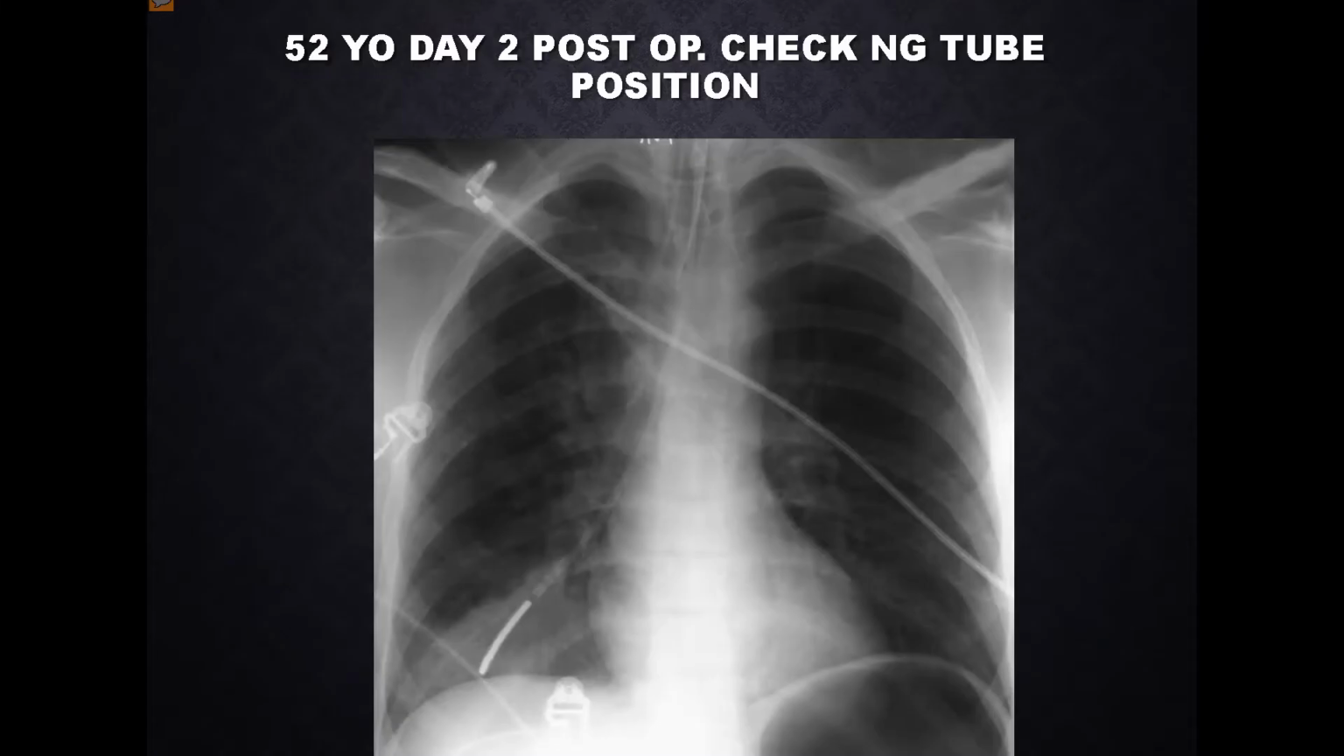So the clinical history is written up the top. It's a 52-year-old patient post-op. You're asked to check the NG tube position, which is very common. Usually after you put in a tube or lines, you'll do a chest X-ray to make sure, firstly, where it is, and also check for a pneumothorax. So what do you think of the lines or the nasogastric tube? Is that in a good place?